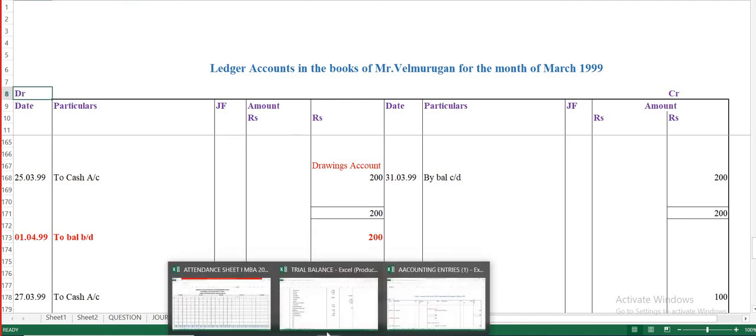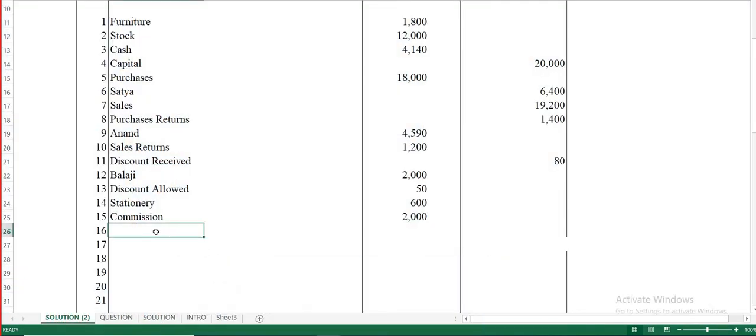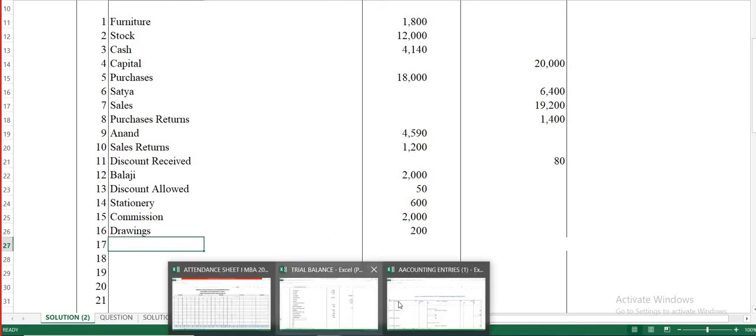So 200 you have to put under the debit column of your trial balance. So drawings 200. Okay, then moving to the next one.